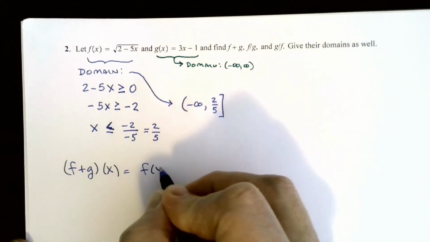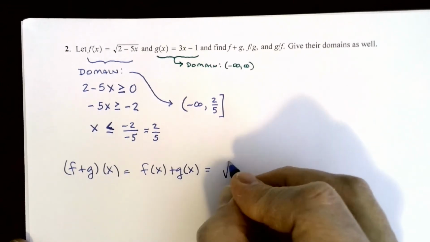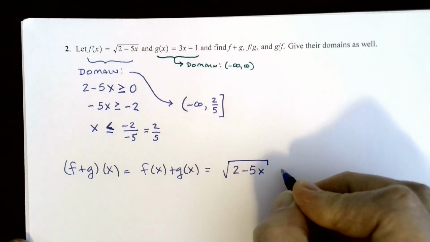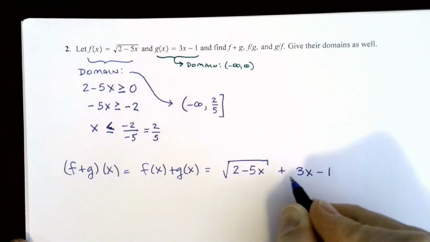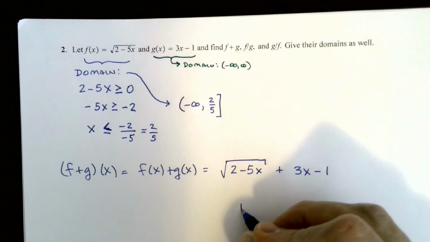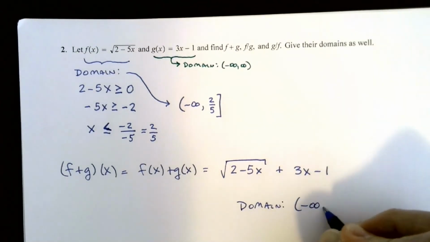Okay. So let's look at just finding f plus g of x first of all. Again, that's f of x plus g of x. And so here we've got f of x plus g of x. I could put this in parentheses, but then when I distribute the 1, I'll just get that. Okay, and the domain we just talked about is everything less than or equal to 2/5.